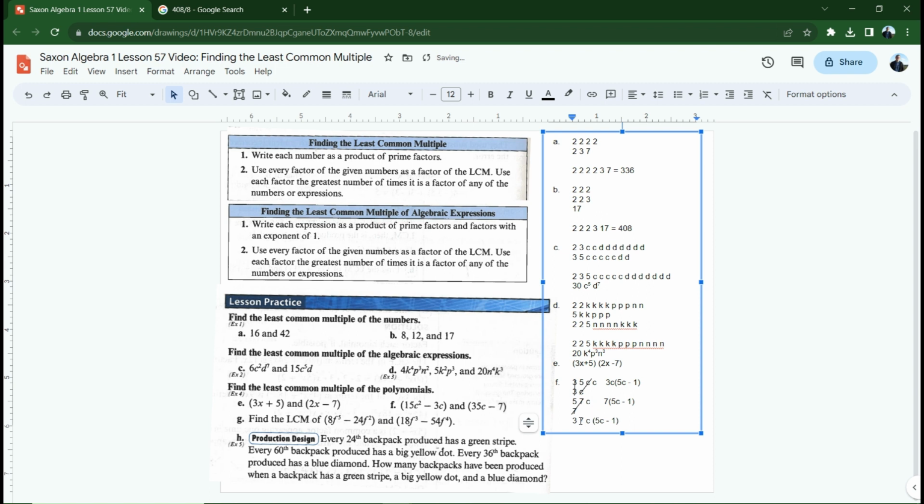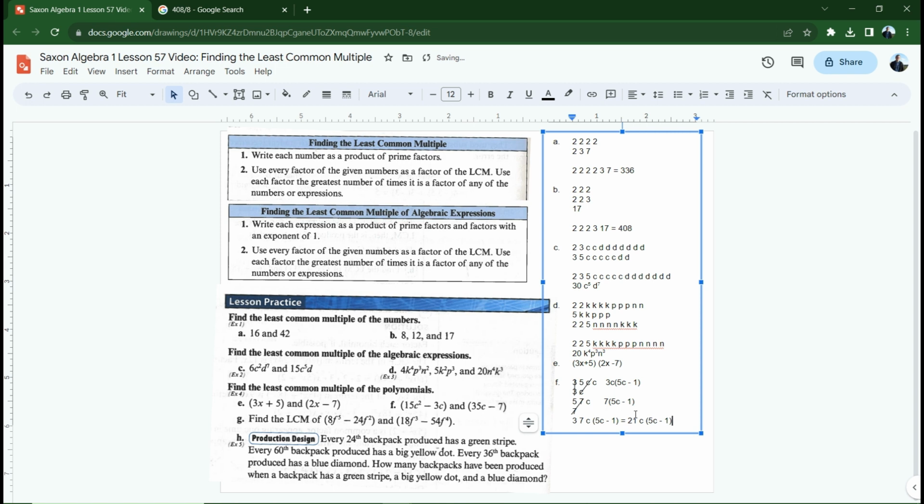Now I need to identify which ones are used the most in each term. 3 is used once, 7 is used once, c is used once, and 5c minus 1 is used once in the first term and once in the second term, but it's just used one time as the most for any individual term. Okay, so I'm just going to multiply this back together. It becomes 21. We could just leave it in this form: 21c times 5c minus 1.